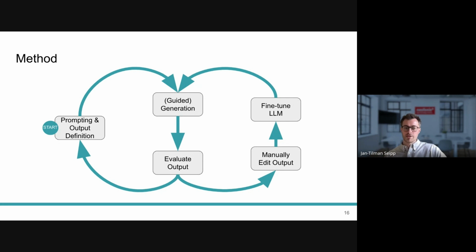That has to be done manually. And then we either go back and tweak the prompt a bit, or once we see prompt engineering doesn't improve the system anymore, we turn to the right and manually edit the output, so maybe changing some descriptions, correcting some classifications. And based on that high-quality training data, we then fine-tune an LLM. Currently, we're using the Llama models and train them with the QLoRA approach. And then again, we do the guided generation and hopefully increase the quality step by step.